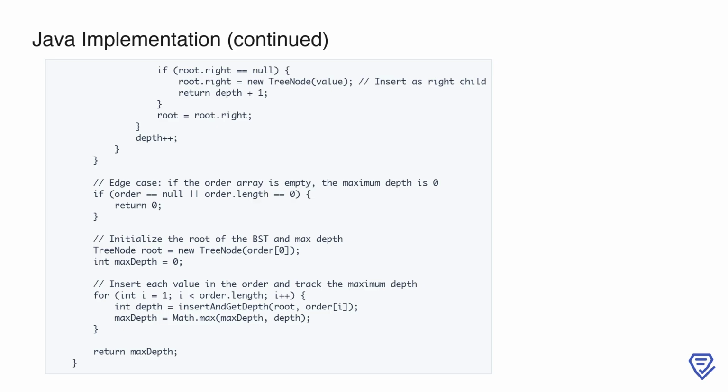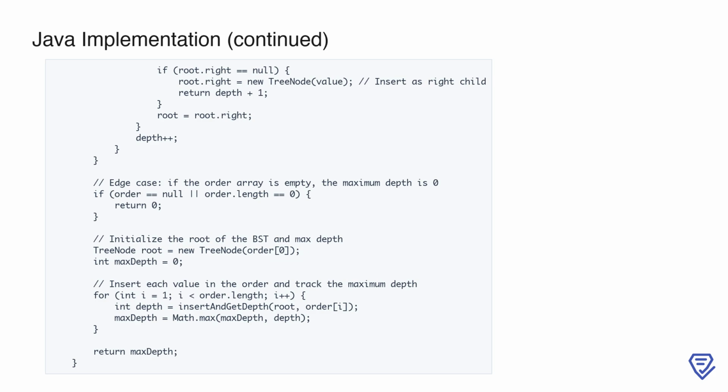In this continuation of the insert_n_get_depth function, we handle the case where the value needs to be inserted into the right subtree. If the right child of the current node is null, we create a new node as the right child, increment the depth, and return it. Otherwise, we move to the right child and continue traversing. The depth counter is incremented at each level of the tree as we move down.